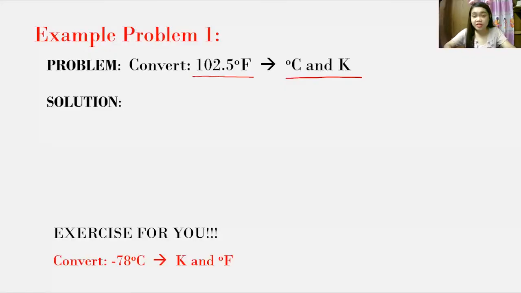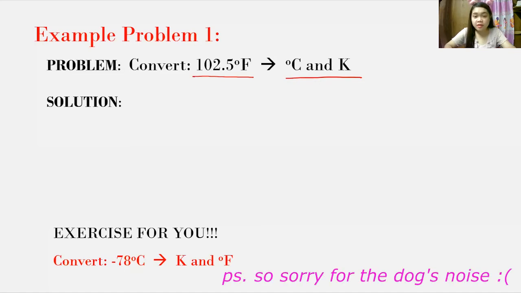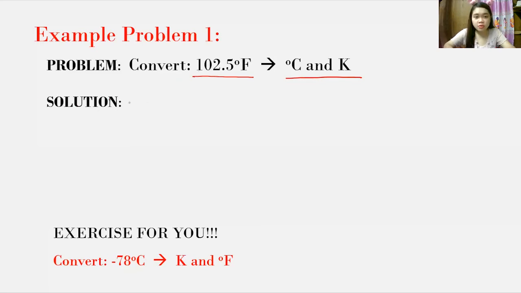Again, here we are given an example problem. We are asked to convert a reading of 102.5 degrees Fahrenheit to degrees Celsius and Kelvin. So what we need to do here is to take into account the unit that it needs to be converted from, the unit it needs to be converted to, and then the formula that we will be using for the conversion.